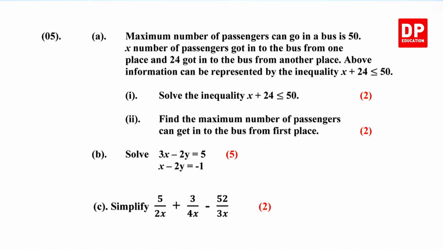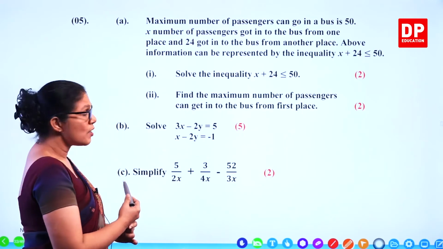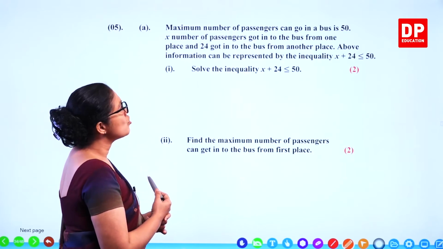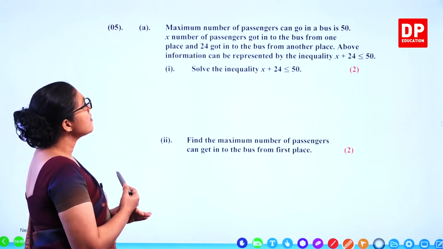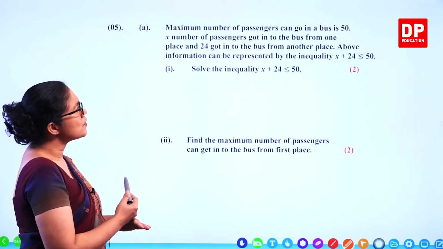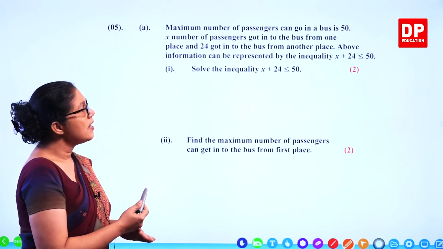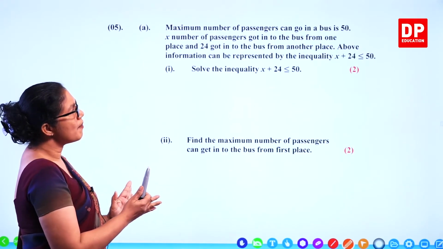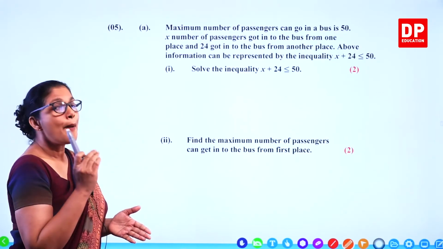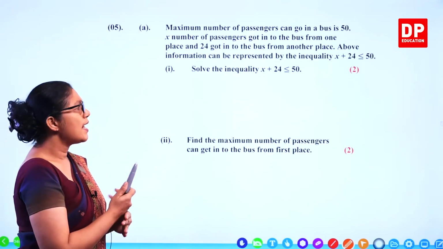Question number 5 is about equations, solving equations, inequalities, simultaneous equations also there. Maximum number of passengers can go in a bus is 50. X number of passengers got into the bus from one place and 24 got into the bus from another place. Above information can be represented by the inequality x plus 24. That's the total number of passengers is less than or equal to 50. Why is it less than or equal to 50? Maximum number of passengers is 50. It can be 50 or less than that.